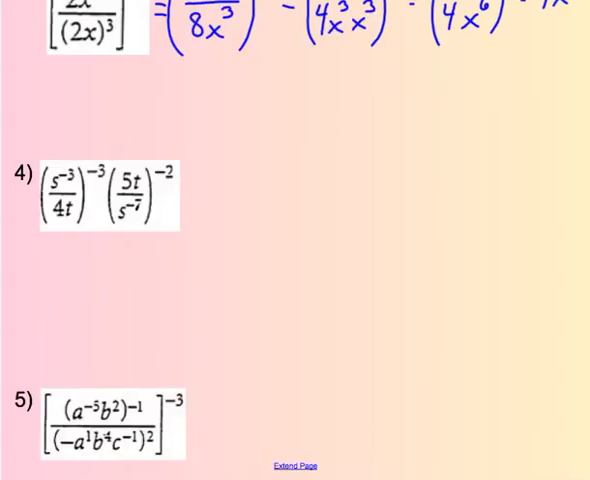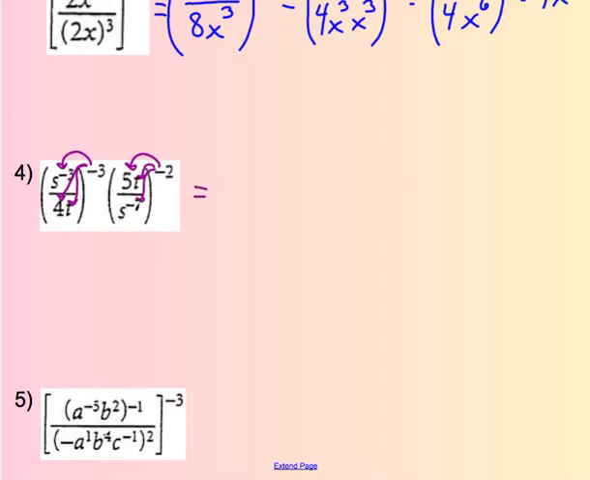All right, we have 2 more on this page, so I will go through one more with you, and this question 5 will be your you try. So question 4, we've got s to the negative 3 over 4t, which can't be simplified, so I'm going to start by distributing my negative 3 to all of the terms, including that 4. Second one, 5t over s to the negative 7. Again, nothing can be simplified, so I'm going to go ahead and distribute my negative 2.